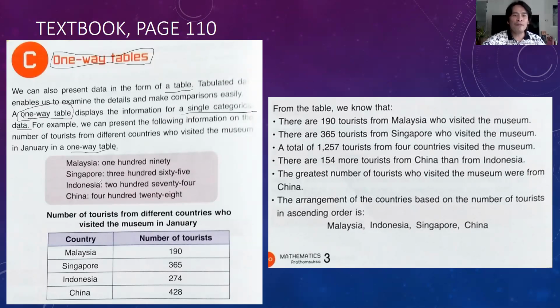Our first example is Malaysia. There are 190 tourists. Okay, so Malaysia, 190 tourists. Singapore, 365. Indonesia, 274. And China, 428. Okay, so look, when we draw or make a table, you should have, the first one is, you listen to teacher.